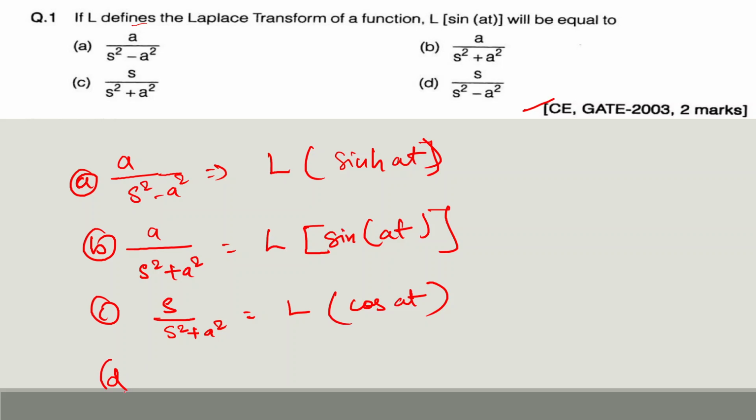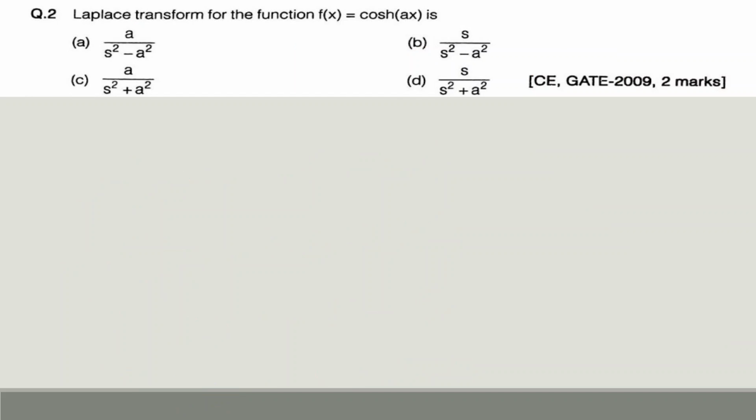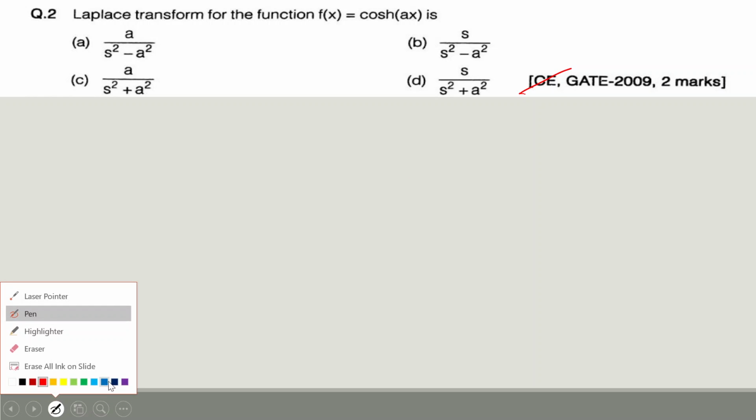Option D is s upon s square minus a square, equal to the Laplace of cosh at. So option B will be our right answer here. Option B is the match for the Laplace of sin at. Okay, moving to the next question. This also is a standard form question, asked in civil engineering for GATE 2009, a 2 marks question here.